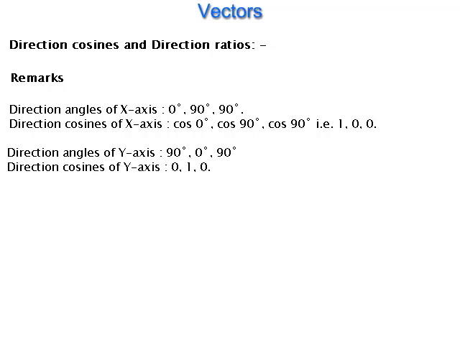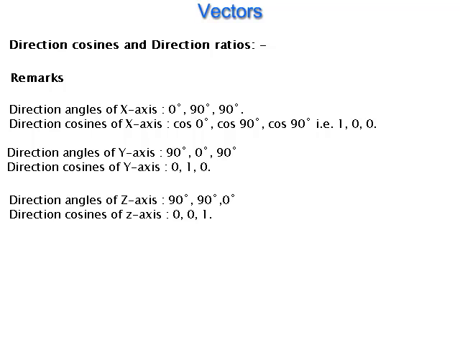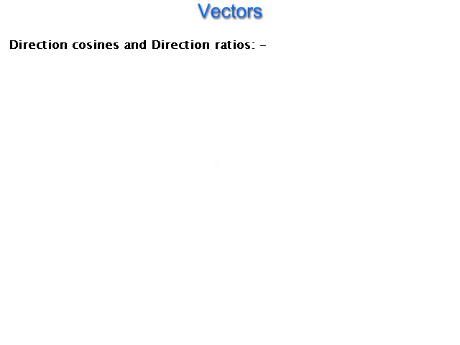The direction angles of the y-axis are 90°, 0° and 90°. Hence, the direction cosines of the y-axis or any line parallel to it are 0, 1, 0. The direction angles of the z-axis are 90°, 90° and 0°. Hence, the direction cosines of the z-axis are 0, 0, 1.